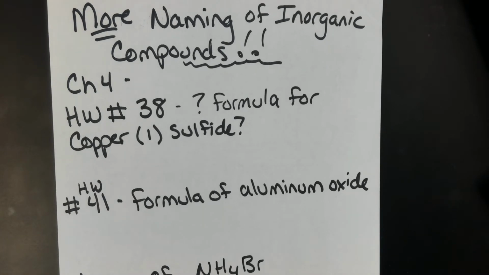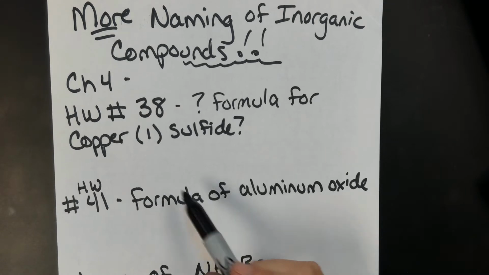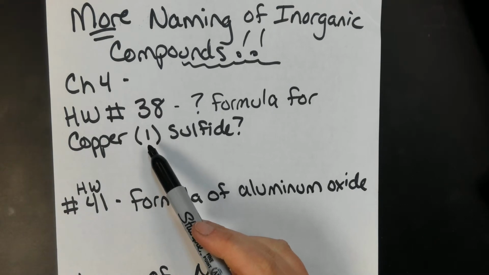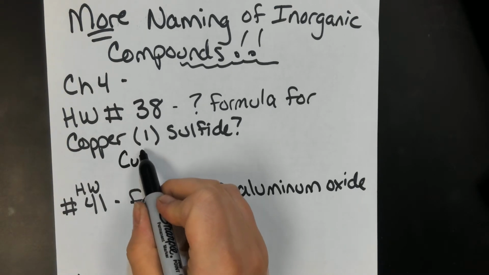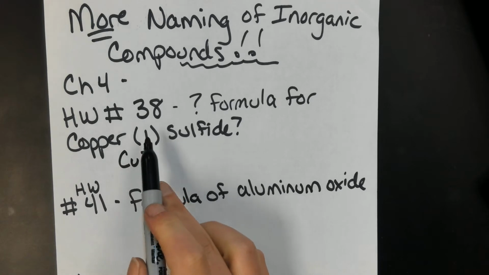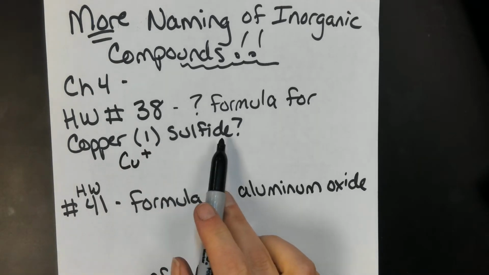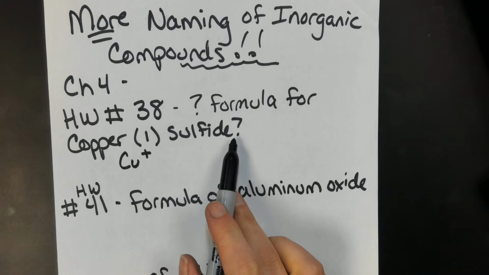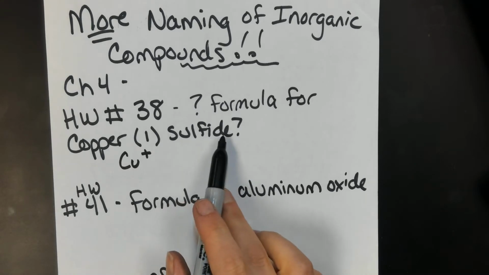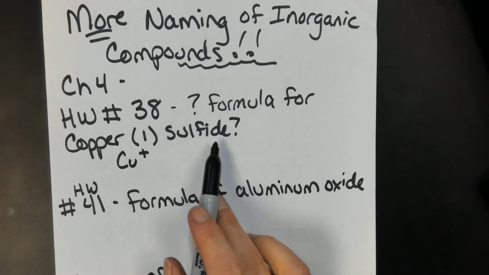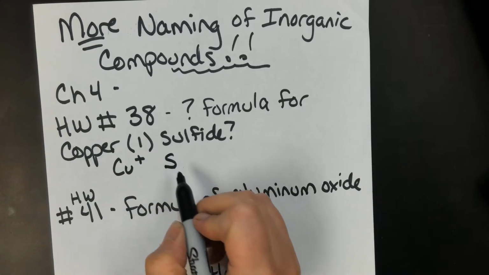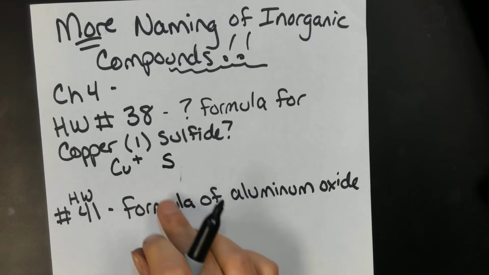The first one is directly from your homework, and it says, how about we name copper(I) sulfide? We have to, in our heads, say, copper(I), what does that mean? That means a Cu+, right? Because it tells me that it has a +1. And what does sulfide mean? Well, it's not sulfate, because it's different. It ends in "ide," so it means it's by itself. So it's sulfur by itself.